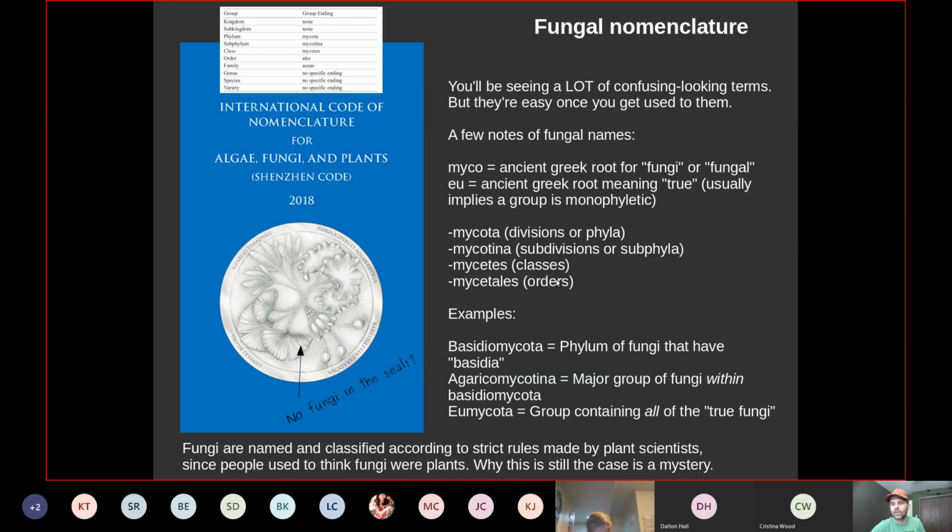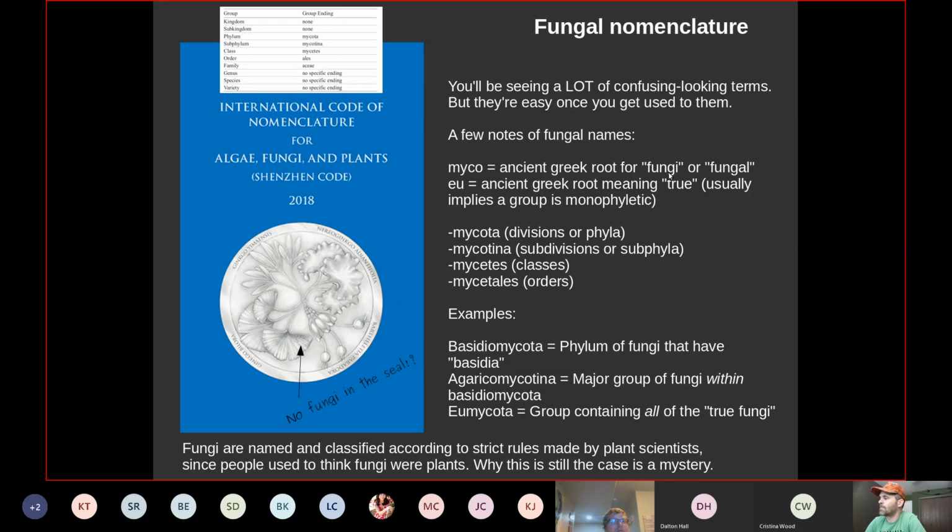This is due to historic reasons because people used to think they were plants. So the International Code of Nomenclature for algae, fungi, and plants governs how things are named, what they're called, and all that. And it's, of course, based around plant traits, not fungal traits, right? So even the seal here of this International Code of Nomenclature doesn't even include fungi in it. They're so unimportant, right?